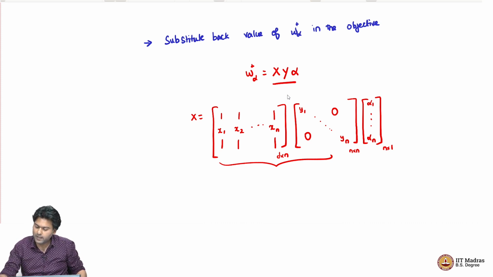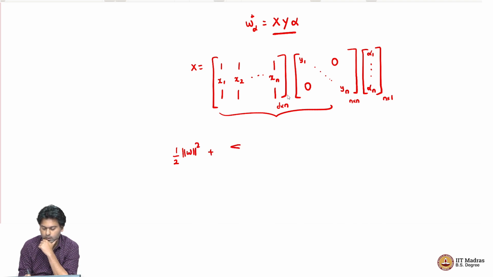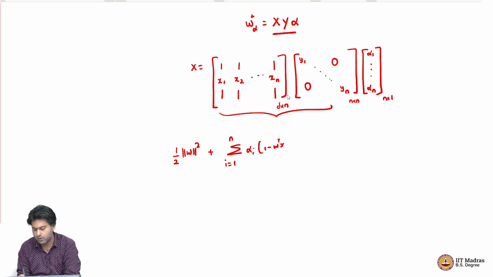So let's back substitute this quantity into our original problem. The original problem was this: the objective was half norm w squared plus sum over i equals 1 to n of alpha i times (1 minus w transpose xi yi).